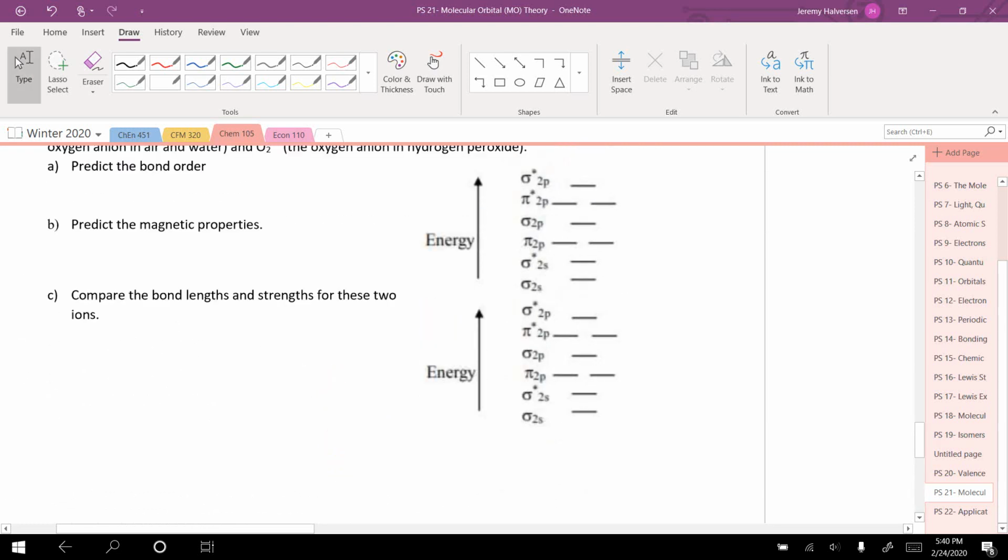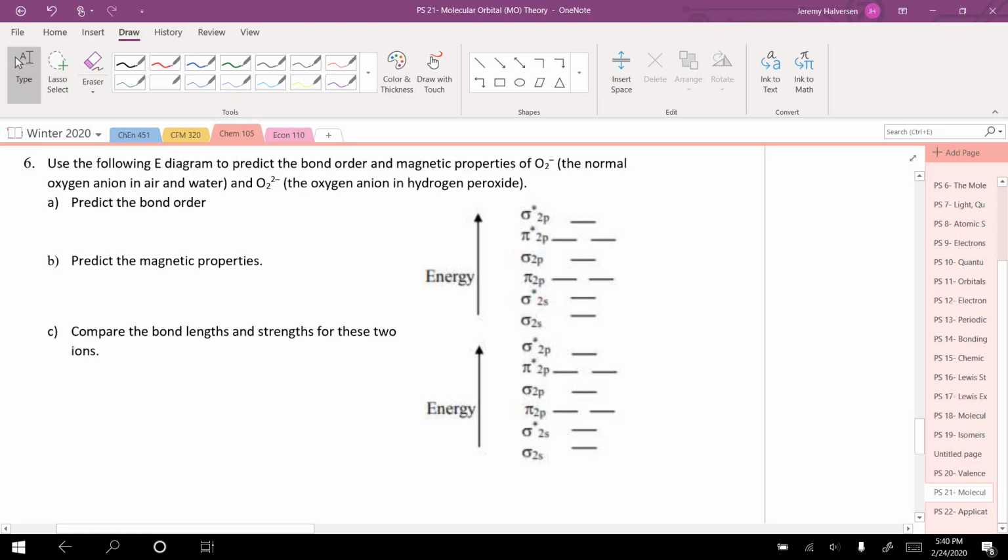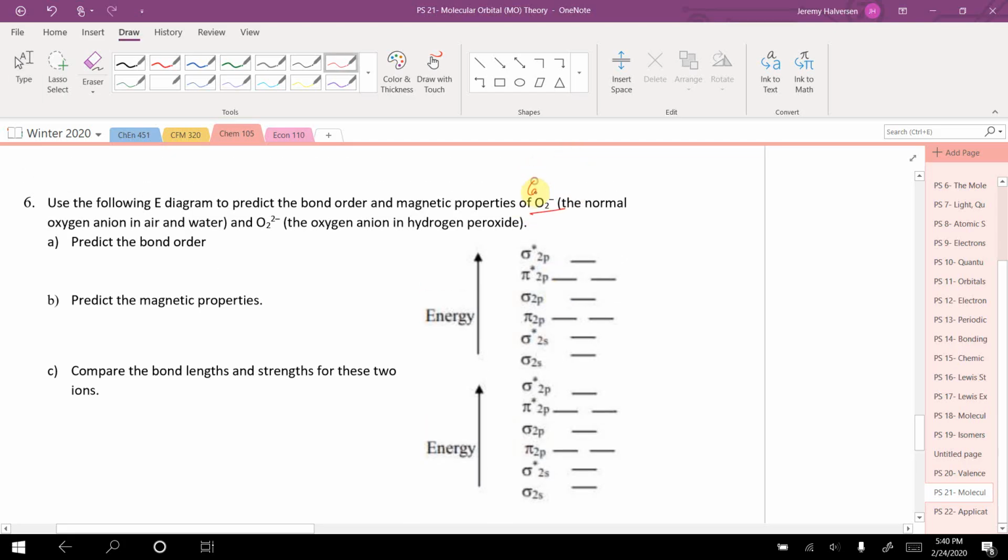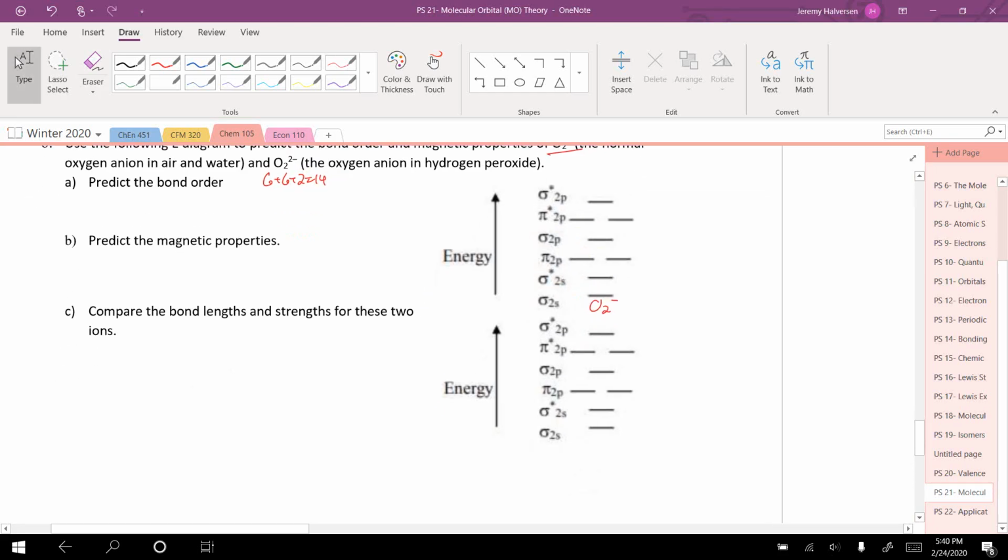This is our last one. Well, that was quick. Number 6, we're now going to do this for O2 minus. O2 minus is 6 plus 6 plus 1 equals 13. And O2 2 minus is 6 plus 6 plus 2, which equals 14. So 1, 2, 3, 4, 5, 6, 7, 8, 9, 10, 11, 12, 13, and then 1 through 14.